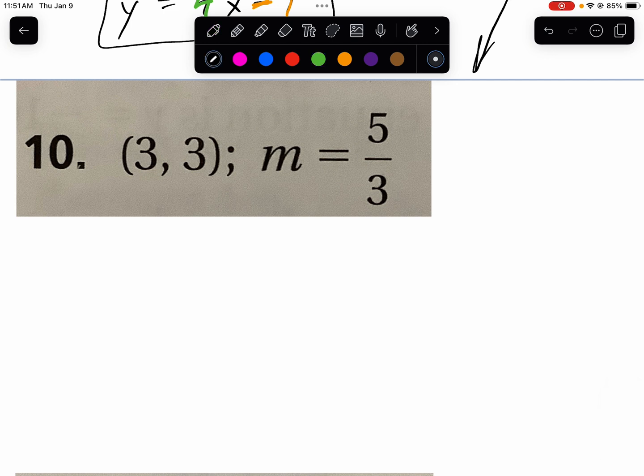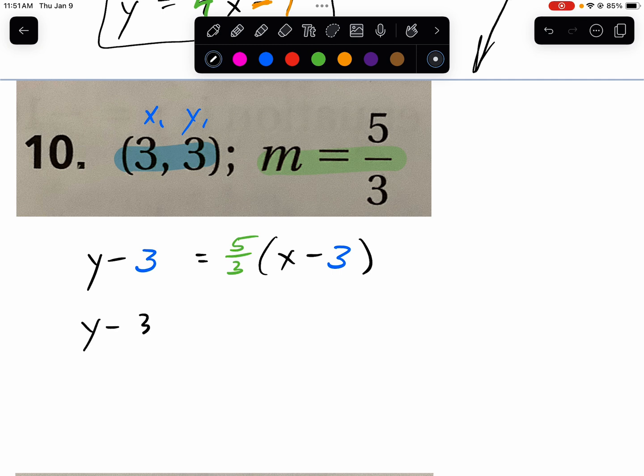Okay, another one just like that. Again, we are plugging into point-slope form. What I need to plug in is a point right there. I'm going to call that my x1, y1. It's y minus y1 equals m times x minus x1, and I'm going to plug in my slope, 5 over 3. That's your point-slope form, but we always want to convert that to slope-intercept form.